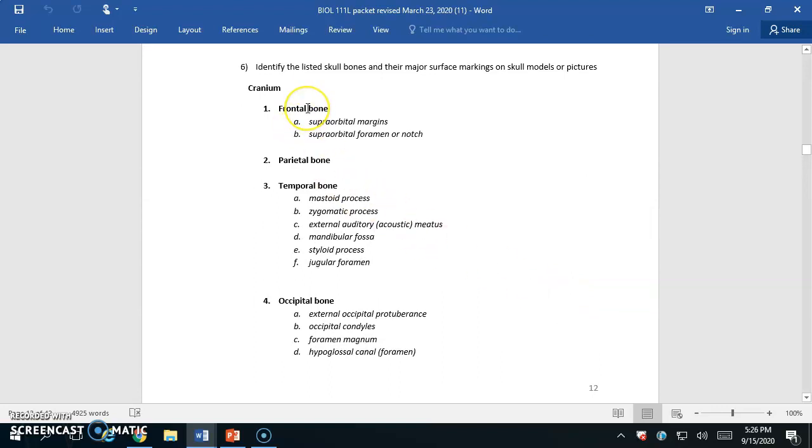And then if you look below some of the bones, you'll notice, like the frontal bone, there are 2 bone markings or surface markings. So there's a supraorbital margin and a supraorbital foramen, or you can call it a supraorbital notch. You don't have to call it both. You can kind of pick which one.